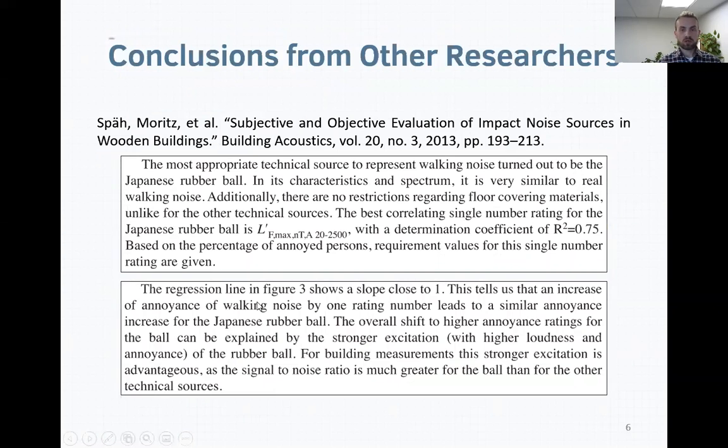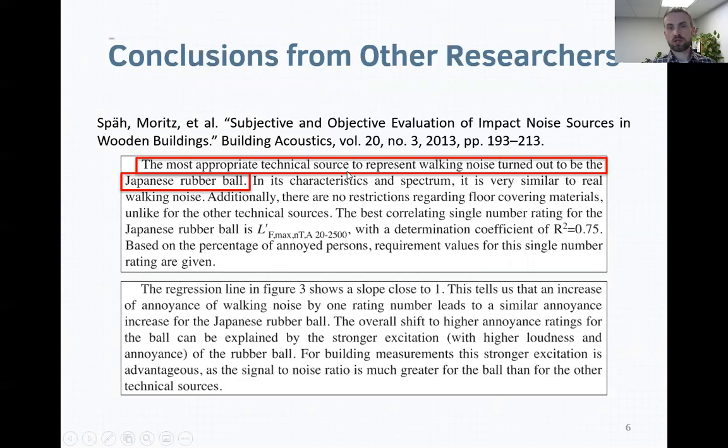Another research report that we wanted to bring out in this presentation was written by some Swedish, Swiss, and German researchers. They were looking at subjective and objective measures for evaluating low frequency impact noise in wooden buildings. For starters, they pointed out that the most appropriate technical source to represent walking noise turned out to be the Japanese rubber ball. It was better than the tapping machine or the modified tapping machine that they were looking at. In its characteristics and spectrum, it is very similar to real walking noise.